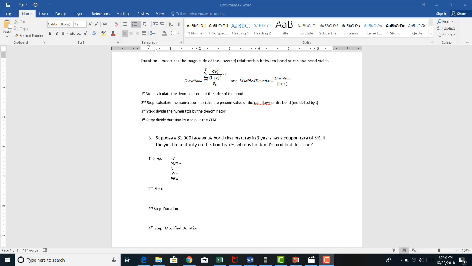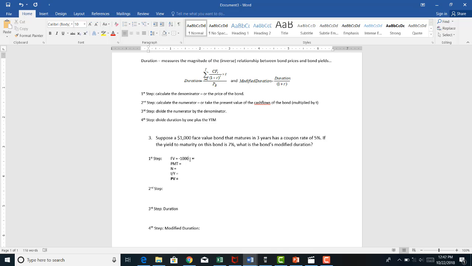The coupon rate is 5%. The yield to maturity is 7%. Some of you have already thought about this and know that the price of this bond, or the denominator in the duration formula, is going to be less than $1,000. That's because the market views this particular bond as being more risky than the 5% coupon rate that the firm has specified.